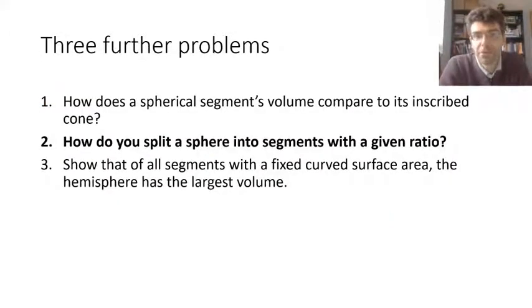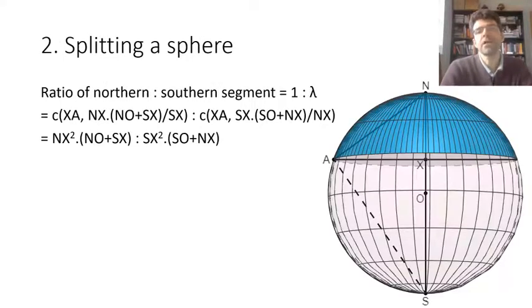Suppose we have a sphere that we want to share in some given ratio, like 2 to 1. How do we work out where to cut? This is a simple problem to state, but it's deceptively difficult to solve. Suppose the ratio that we're after is described as 1 to lambda. Using the formulas that we've seen so far, we get a rather ugly expression like this. And what Archimedes does is some groundwork to simplify things.